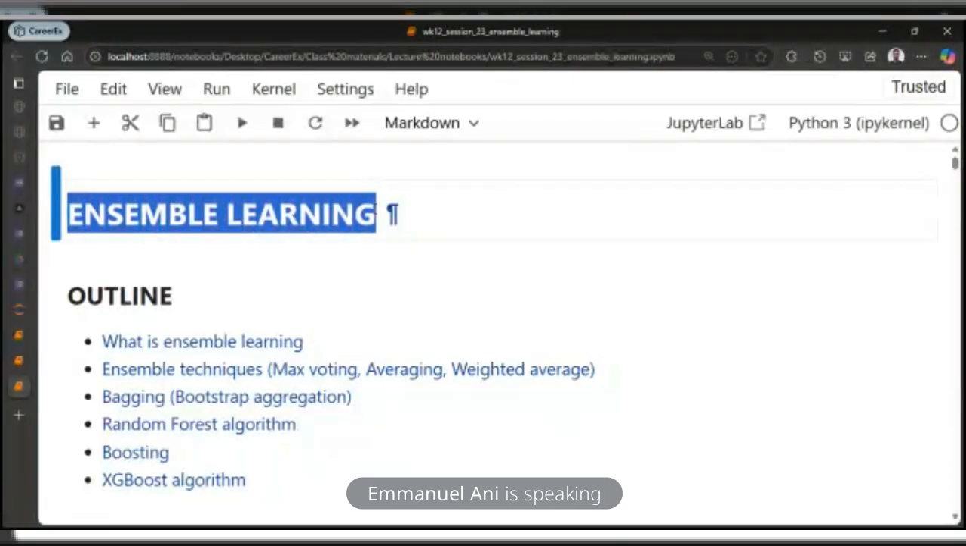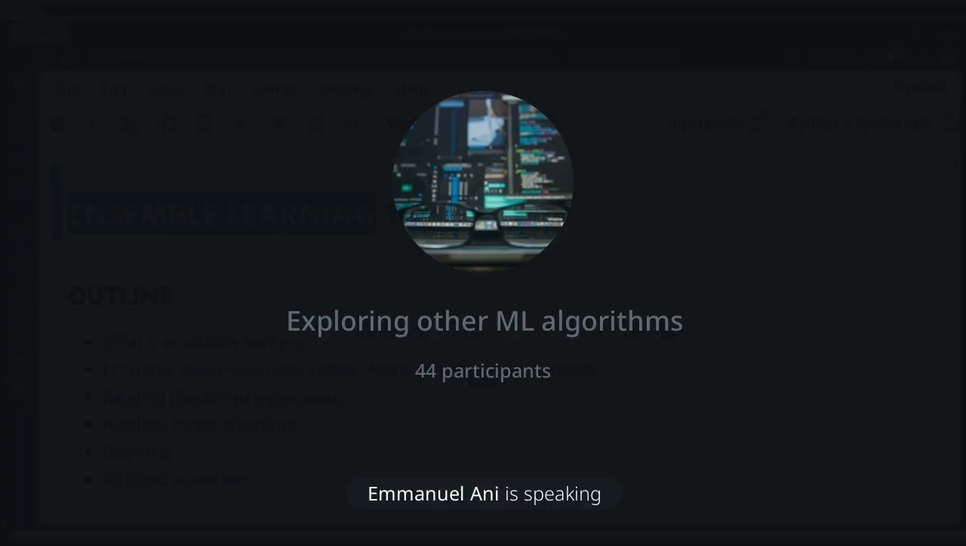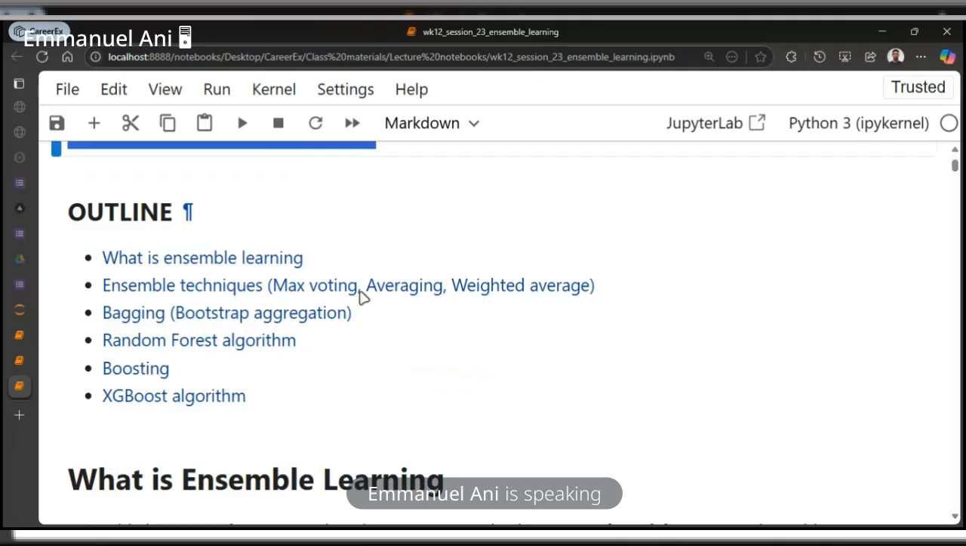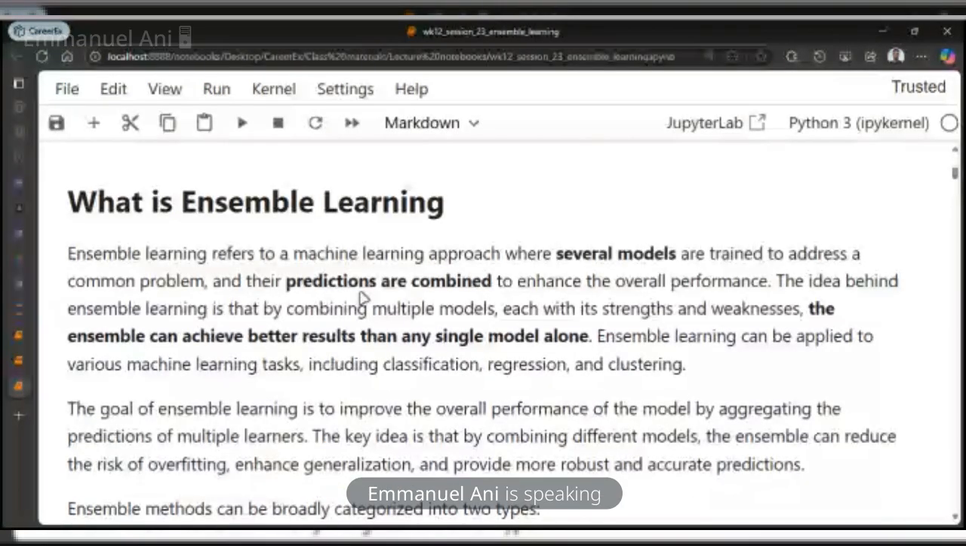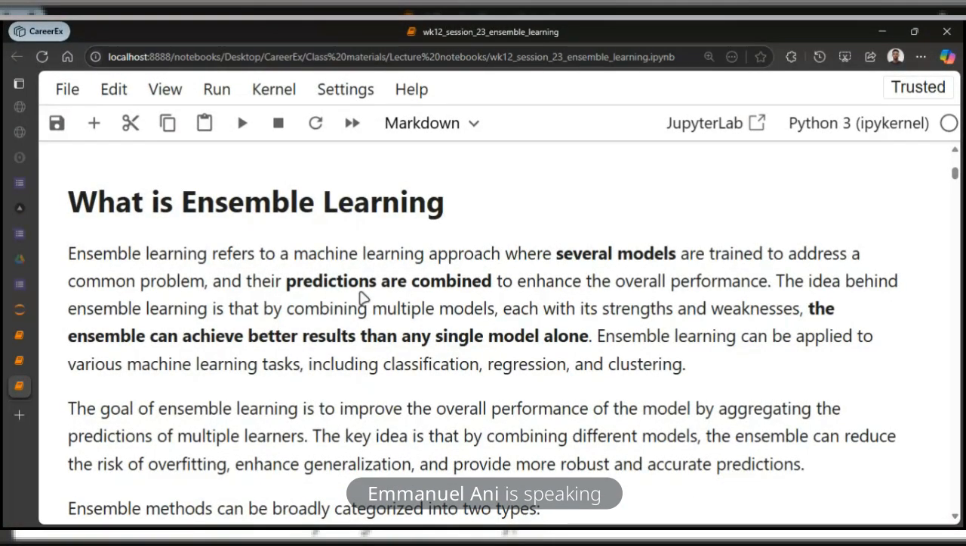We're not going to look at this. I just want to introduce it to you. They're what we call ensemble learning. Ensemble learning basically is an approach to machine learning where you combine different algorithms or different models together. It's just like bringing three heads together to make a prediction.